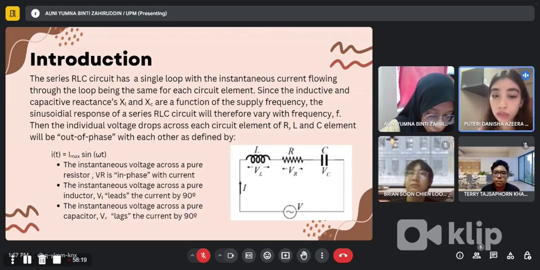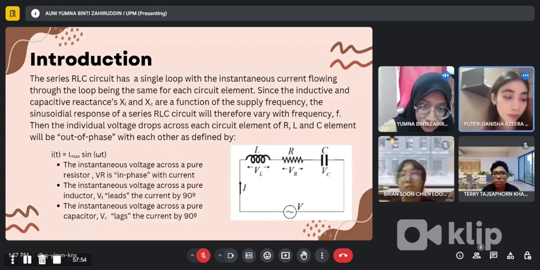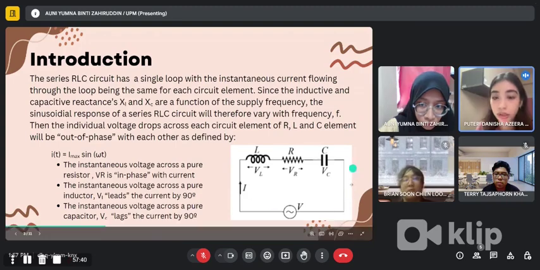The instantaneous voltage across a pure resistor, VR, is in phase with current. The instantaneous voltage across a pure inductor, VL, leads the current by 90 degrees. The instantaneous voltage across a pure capacitor, VC, lags the current by 90 degrees. Therefore, VL and VC are 180 degrees out of phase and opposite to each other. And this is the picture of the RLC series circuit.